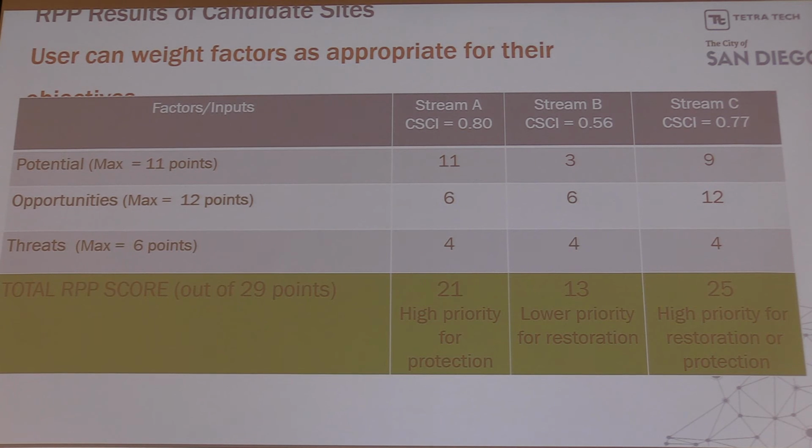When you look at opportunities, stream C was the one, if you remember, that had a lot of watershed interest. It was in the WMP and so on. So that one gets a high score for that because of the way the points work and the way the user wants to weight that. And then finally with threats, they all have threats, and it's about the same. So that was sort of a wash here. But when you add it all up, this one, stream C, is currently slightly impaired according to the CSCI threshold, but it might score high based on this kind of scoring.